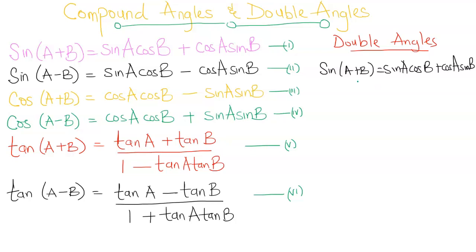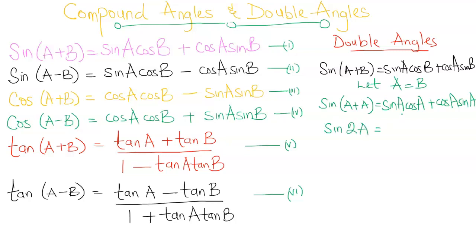Now, if I let A be equal to B, the implication is that I can replace A by B or replace B by A, whatever. So I'm just going to replace B with A. So the left side is sine (A plus A). This is going to give sine A cos A plus cos A sine A. A plus A is 2A, so the left is sine 2A.